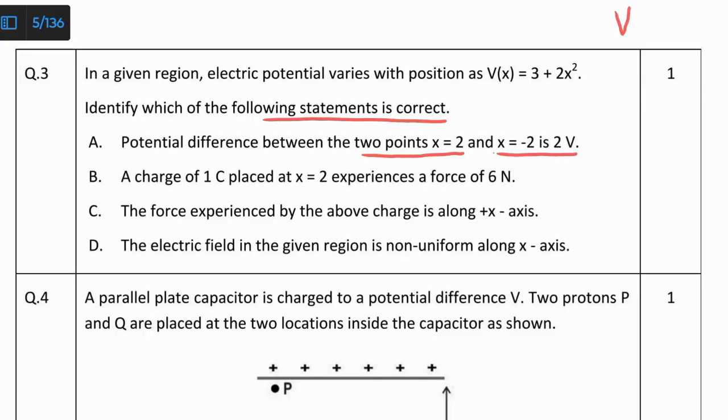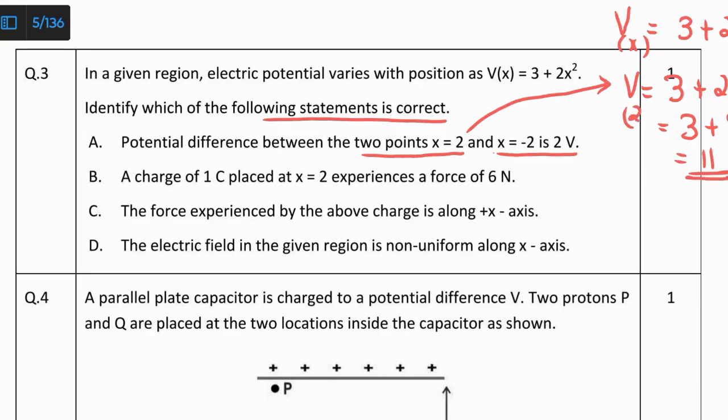So this is your potential difference, which is equal to 3 plus 2x square. As you see here, potential difference varies with distance. They said put x is equal to 2. So substitute V equal to 3 plus 2 into 2 square, isn't it? So 3 plus 4 into 2 is 8. 8 plus 3 is what? 11. So when you substituted V of 2, we got 11.